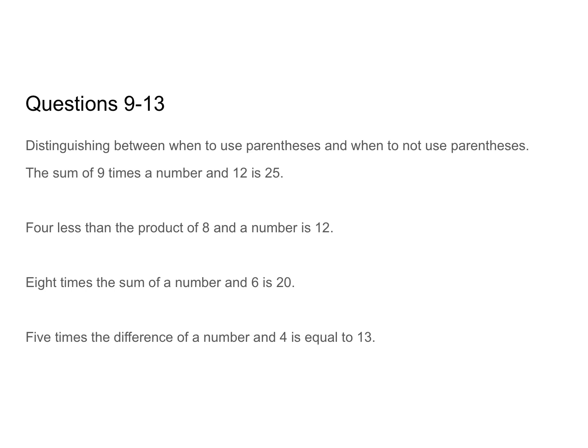For this first one, I have the sum of 9 times a number and 12 is 25. And I want to point out a few more things, because I should have highlighted this maybe in a different color, but that's okay. I have sum, which means plus. I have times, which means multiplication. I have is, which means equals.